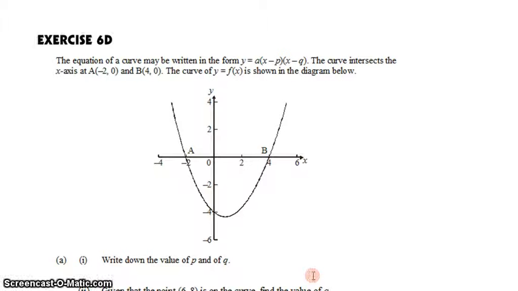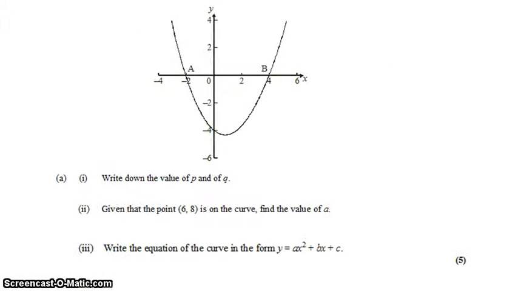David Can here with another question from the question bank in the style of what you find in your Hayes&Harris Math SL textbook in exercise 6D. In this question, we want to find the equation of a quadratic in this form, intercept form. The curve intersects the x-axis at these 2 points, (-2, 0) and (4, 0), and the curve is shown here in the diagram. Part A asks us to write down the values of P and Q.